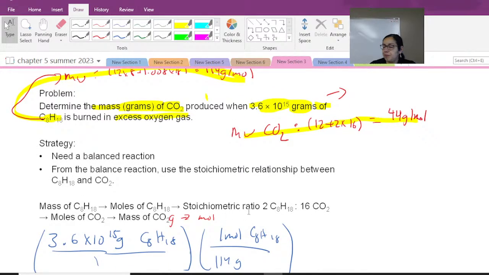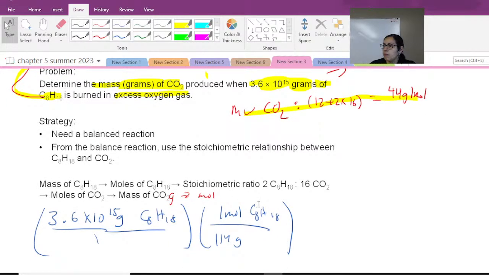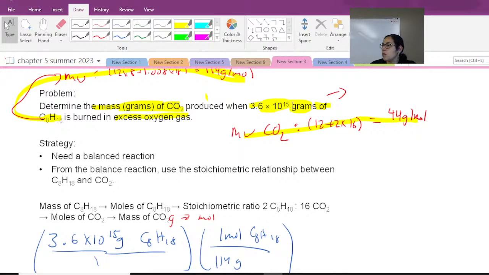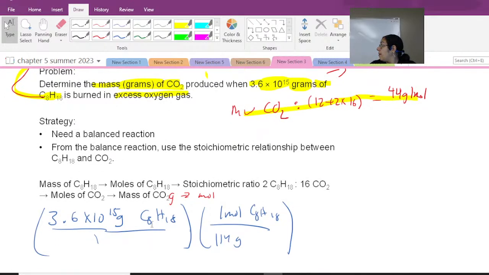Wait, then 3.6 and that's all one? 3.6 times 10 to the 15? That's all of that is over one? Yeah. Right, because this is 3.6 times 10 to the 15 grams of octane. So this is just saying what we started with.